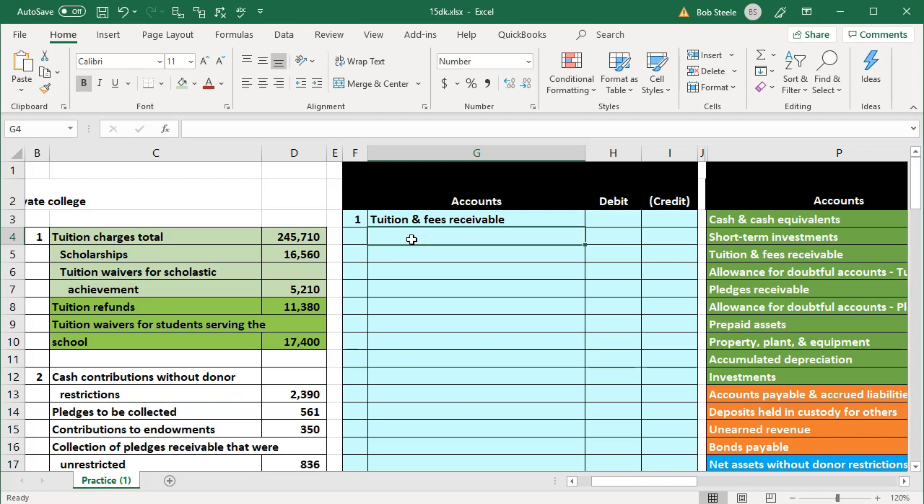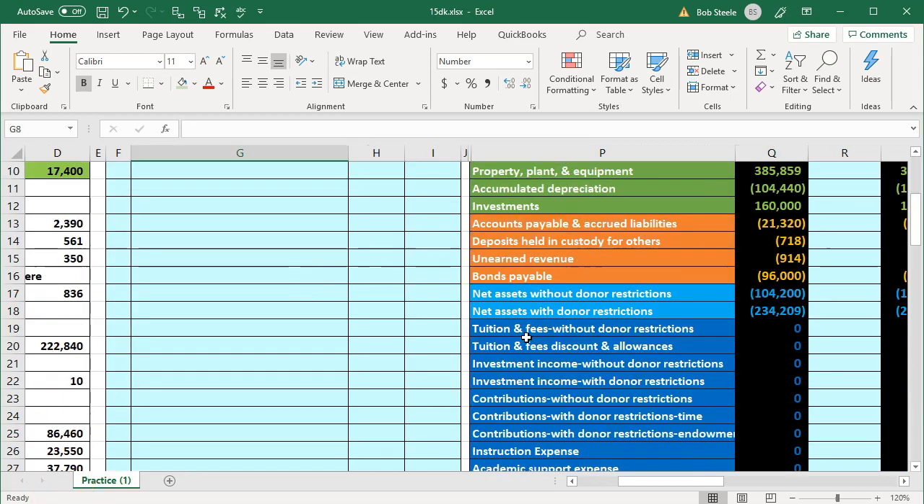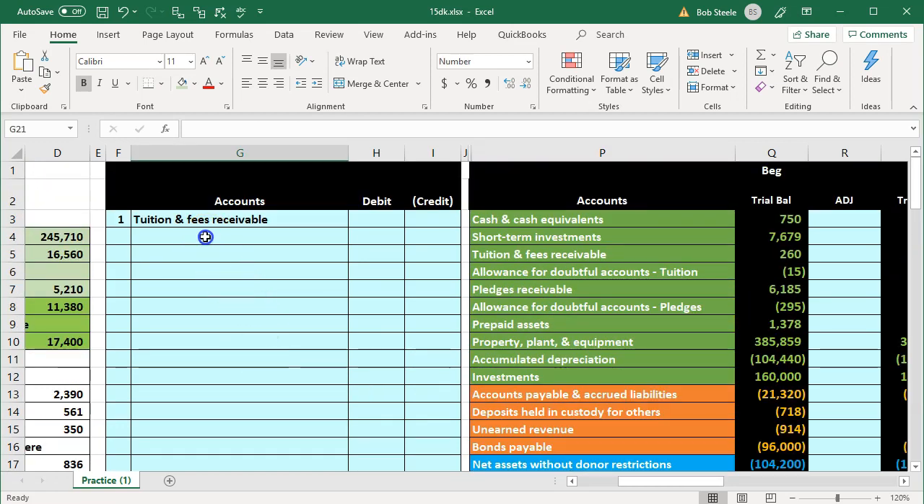So we got to record the tuition and fees discount and allowances. And if we look at the trial balance, that's going to be down below. We got the tuition and fees discount and allowances. So we're going to scroll back up top, and you can see that's kind of like a contra revenue type of account. Obviously, tuition and fees is going to be our major revenue without donor restrictions. And then we're going to say that we have this tuition and fees discount and allowances, kind of like a contra revenue account. You can think of it similar to returns and allowances in a company that's going to sell inventory, sell goods.